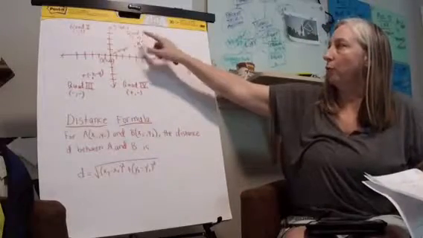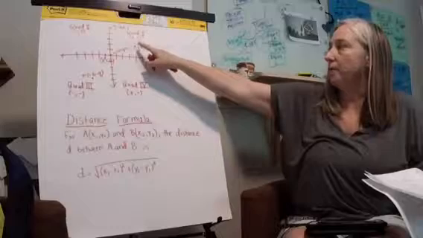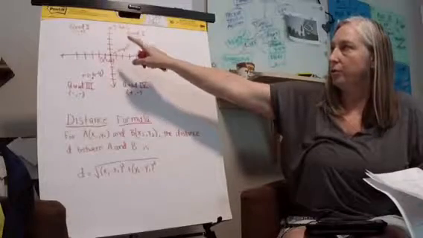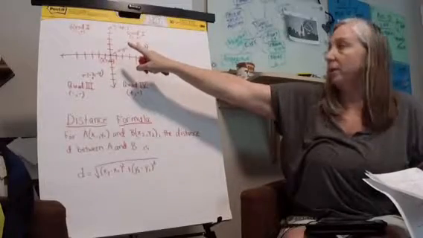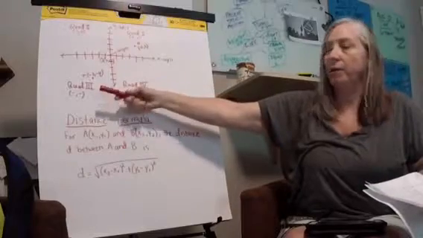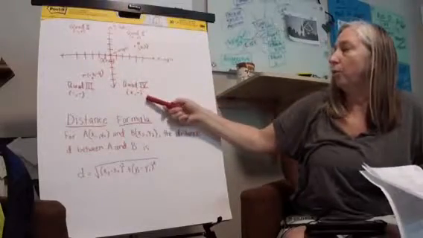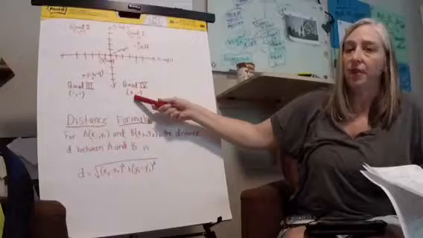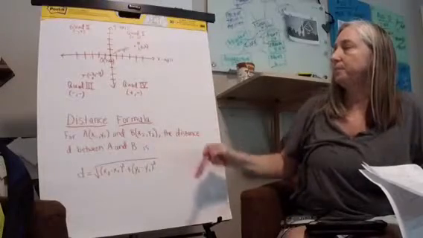And in quadrant 1, both x and y values are positive. In quadrant 2, the x values are negative, but the y values are positive. Quadrant 3, they're both negative. In quadrant 4, we have positive x values and negative y values.